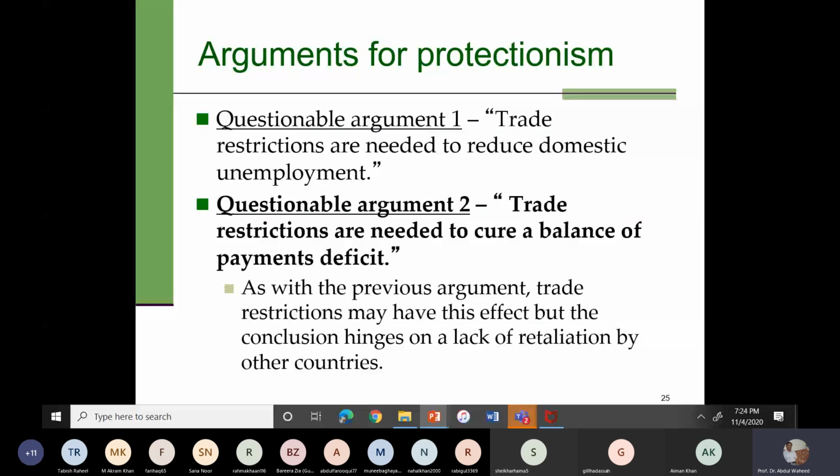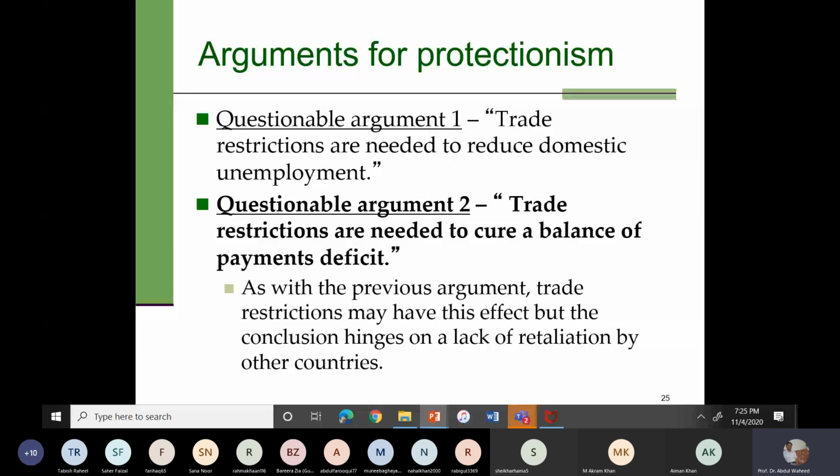Then again, this is also a questionable argument, that trade restrictions are needed to cure a balance of payment deficit. Now, suppose we have a deficit in our balance of payment. Let me give you a very simple example. We have export and we have import. We have a trade deficit if our imports are more than our exports. So then we are saying, okay, let's put a restriction on imports so that we could be able to cure the deficit.